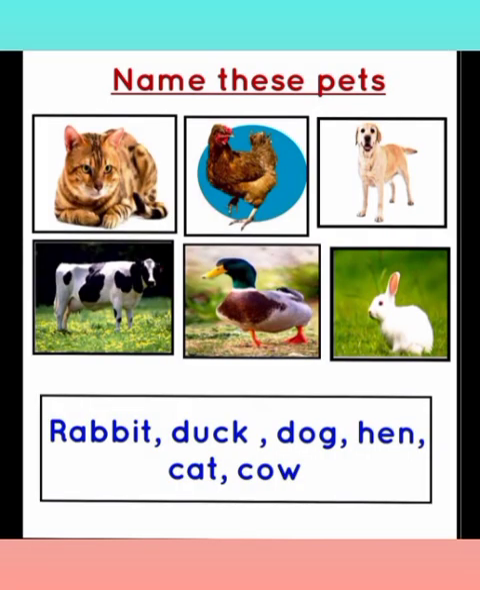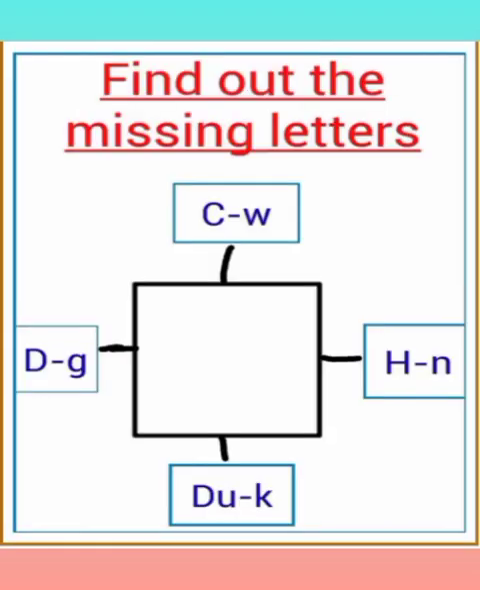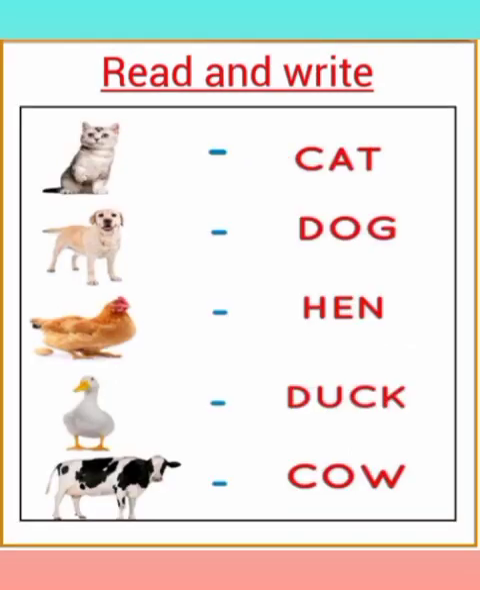We know there are different pets in our house. All of you try to identify these pets and name them. Then find out the missing letters here. Let's read and write. Cat, dog, hen, duck, cow. Try to identify more names of animals and birds. Then write it in your notebook. Then collect more pictures of them.